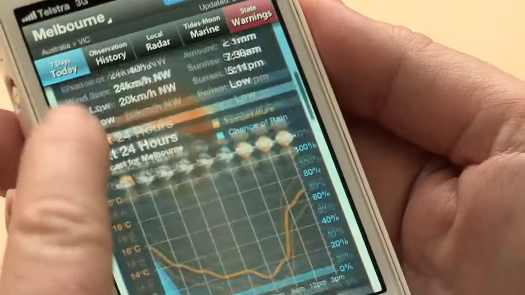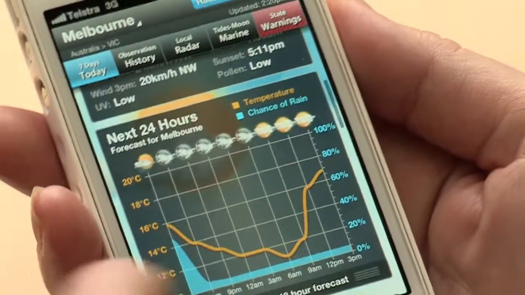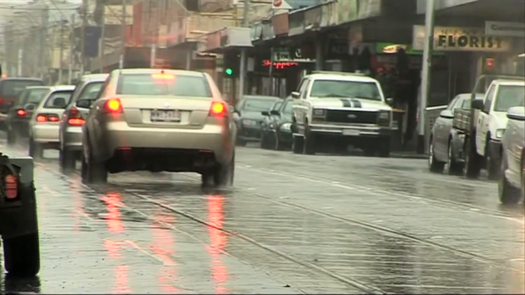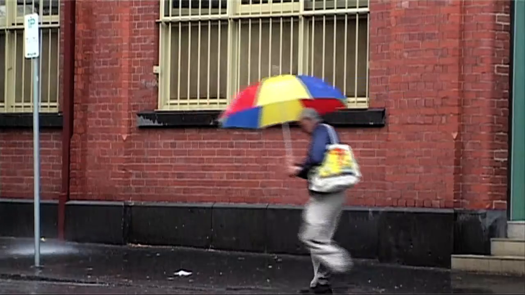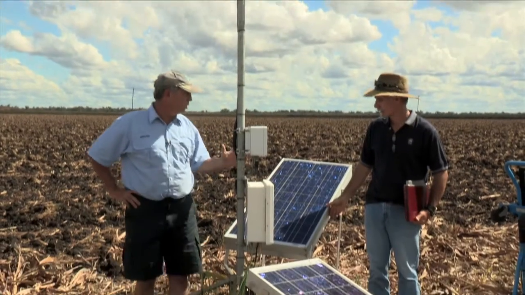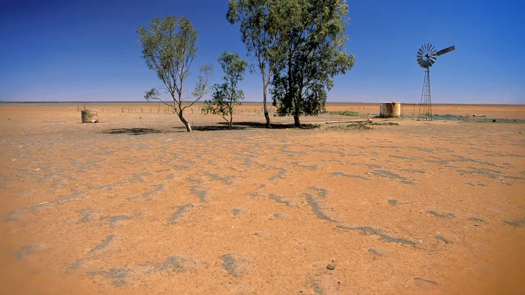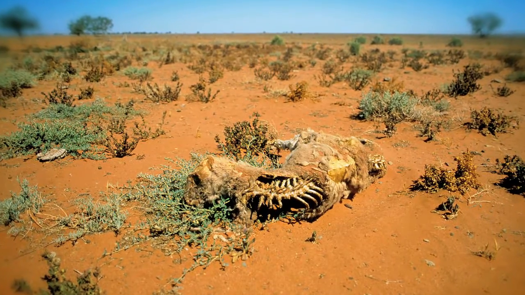We now take it for granted that television, radio or an app on our phone will tell us what the weather is going to be. And while the decision to wear a coat, take an umbrella or cancel the barbie is important, for farmers, emergency services and energy companies, the accurate predictions of the weather has far higher stakes.